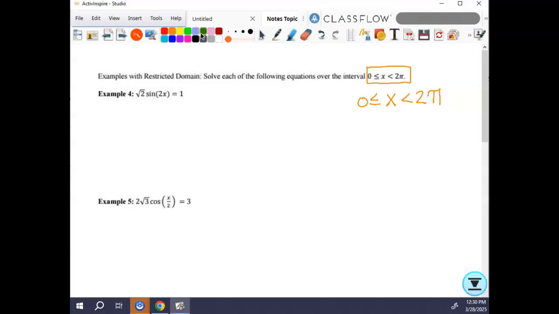Then I need whatever the argument is, that is 2x. That is what needs to be over there, not just x. So I need to multiply this whole thing by 2. And when I do that, I get 0 is less than or equal to 2x, which is less than 4 pi. Okay, so it changes my interval. And since I'm going to 4 pi, that means I have 2 rotations. That's the information I need from that. How many rotations do I have? Okay.